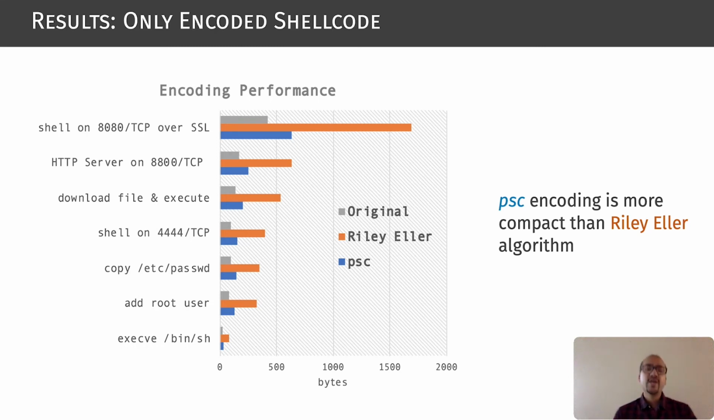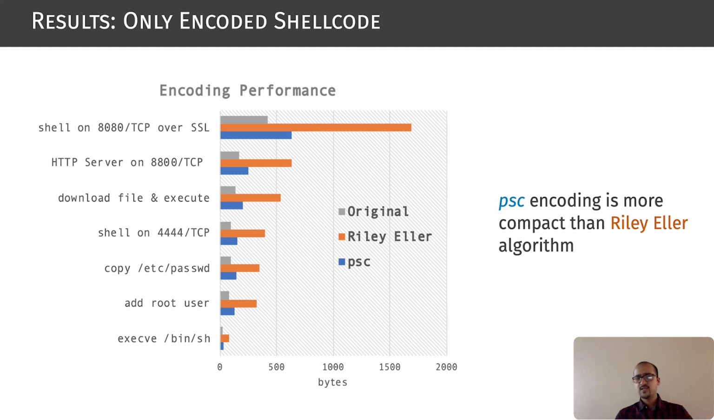This slide compares the encoding performance of Riley Eller and PSC. With encoding performance, we mean the final overhead that is required to take every byte and transform it into a printable sequence. So for PSC, we are comparing the encoded payload sizes with the equivalent part of Riley Eller. We are just taking the subtraction operations there.